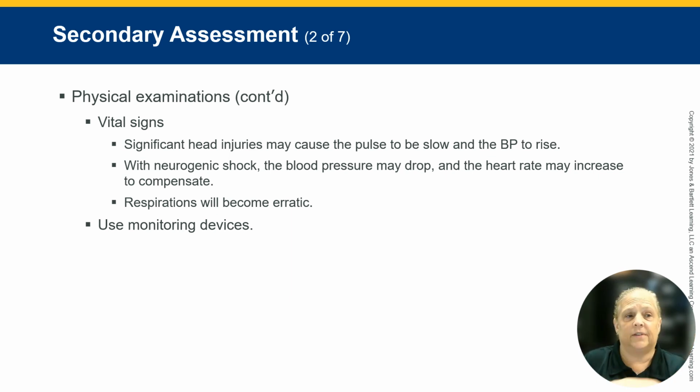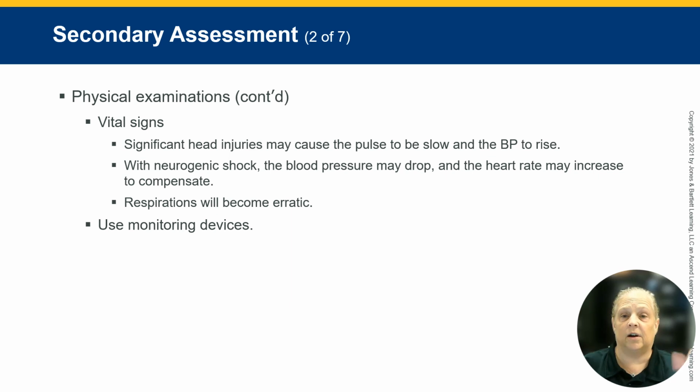When we're looking at our vital signs, significant head injuries can cause the pulse to be slow and the blood pressure to rise. Now, when that blood pressure is rising, we're also seeing a difference sometimes between the higher number and the lower number that gets further and further apart. Okay, we call that a widening pulse pressure. That is a sign of Cushing's triad. When we have neurogenic shock, their blood pressure can drop and our heart rate's going to go up to compensate for it. All right, because from the area below the injury, there is no nerve impulses to keep those blood vessels working the way that they're supposed to.